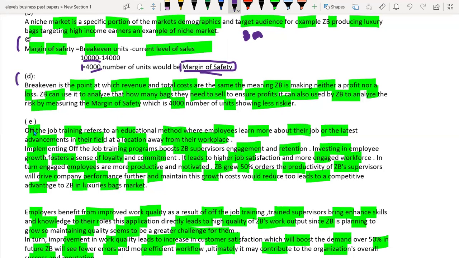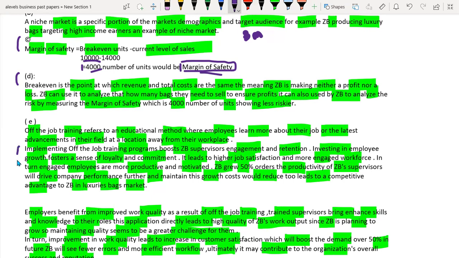And the second question was about analyzing the benefits to ZB of using off-the-job training for their supervisors. First of all, we have to write the definition for off-the-job training. This is your choice if you want to write it, you are free to write the definition at the start. Off-the-job training refers to an educational method where employees learn more about their job or the latest advancements in their field at a location away from their workplace. So this is your knowledge marks.